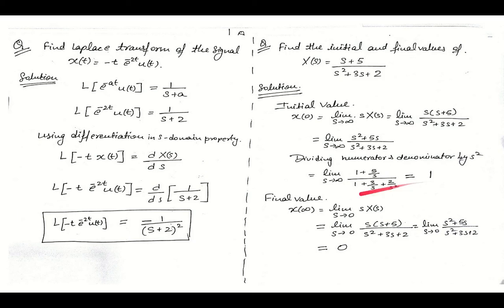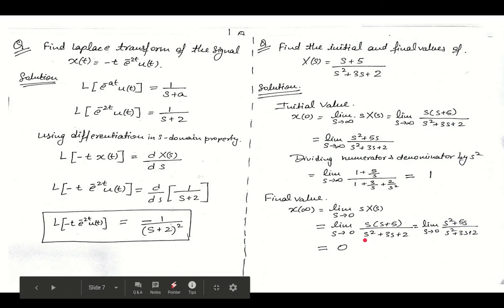Now to determine the final value, we have the formula that x(infinity) is equal to limit s tends to 0 s X(s). Putting the value of X(s), we have s into s plus 5 upon s square plus 3s plus 2, which is equal to limit s tends to 0 s square plus 5s upon s square plus 3s plus 2. If we put s equal to 0 in this equation, it will yield 0 upon 2, which gives us the final value, that is 0.